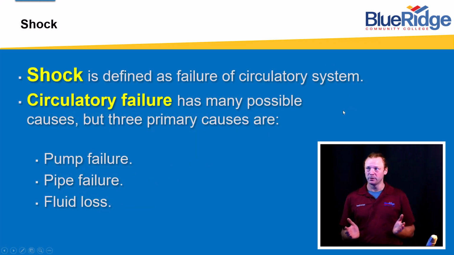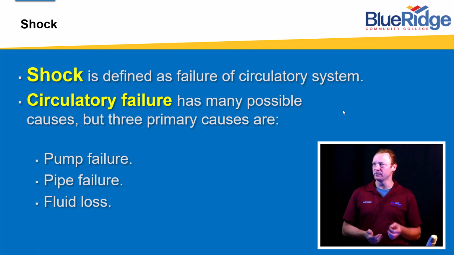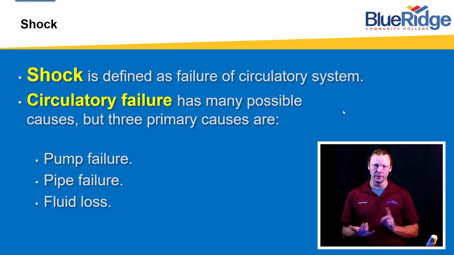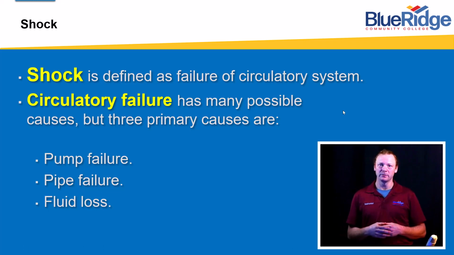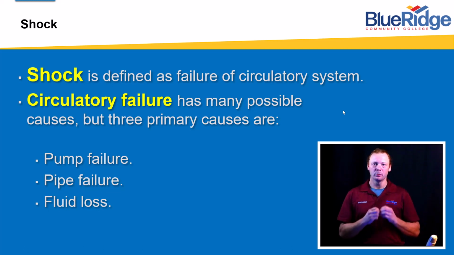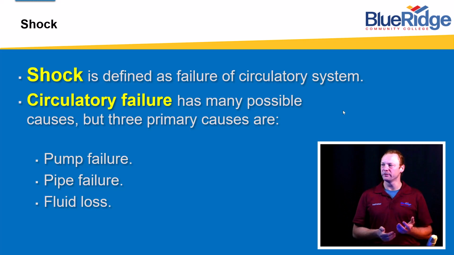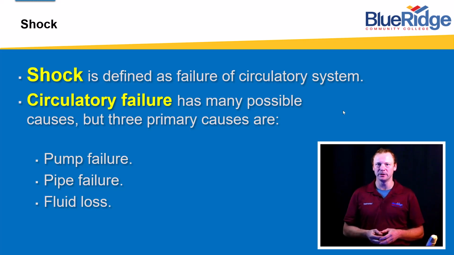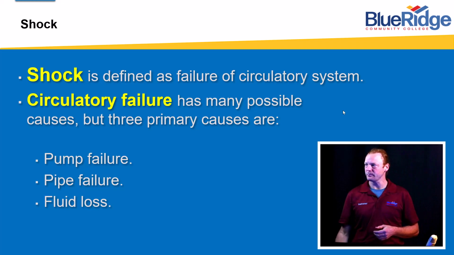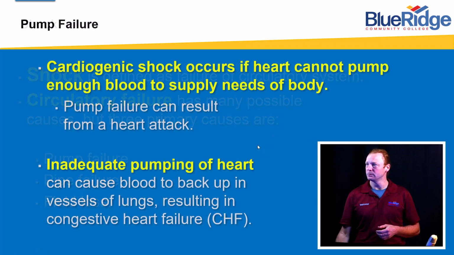So, shock. Remember that shock is defined as the failure of the circulatory system. Circulatory failure has many possible causes, but three of the primary causes that we're going to address here are pump failure, better known as heart failure; pipe failure, where there's something wrong with the arteries where they can no longer maintain blood pressure; and also hemorrhage or fluid loss. Now, fluid loss doesn't necessarily have to be from hemorrhage. It can also be severe dehydration.